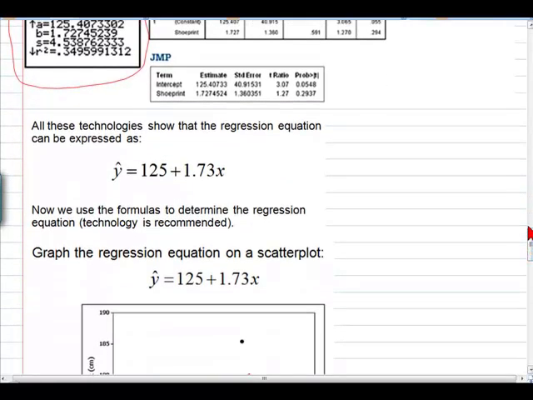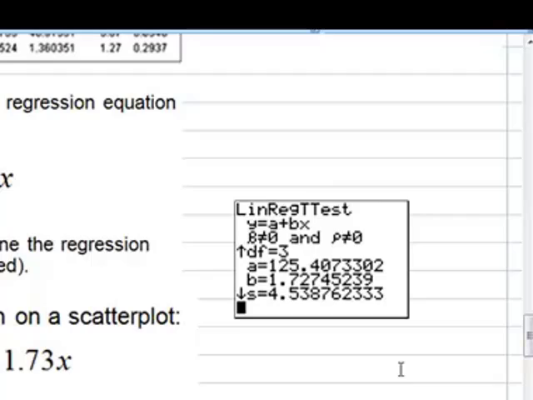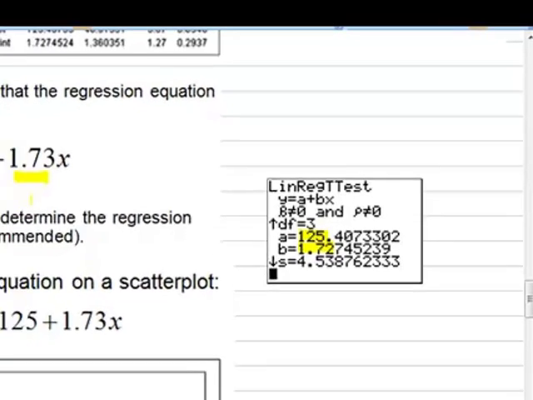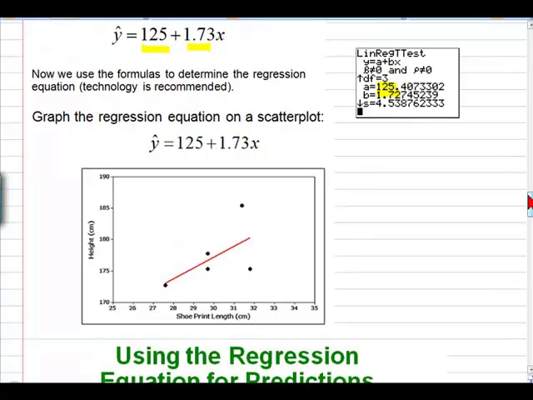All of these technologies show that the regression equation can be expressed as 125 plus 1.73x, because that's the linear regression equation we came up with from the calculator. Looking at the output from our calculator, we got 125.4, which we're going to round to 125, and then 1.73 will be the slope. When we plot that line as we did in red here, we can see that that is the line of best fit for these 5 data points.